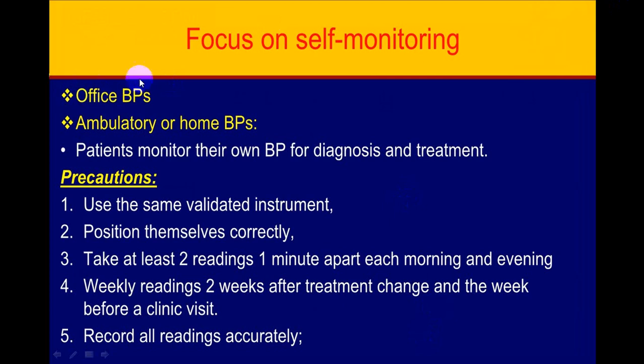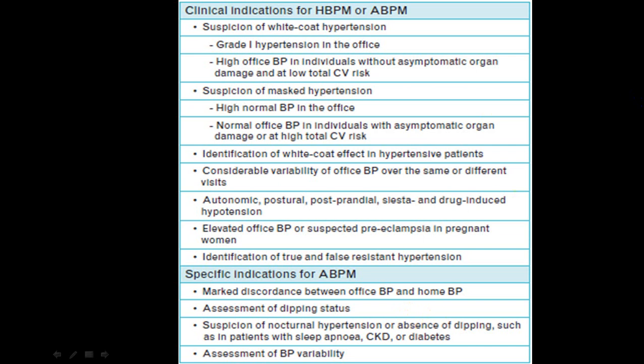Always use office blood pressure monitoring, and in case of a doubt, have an ambulatory or a home blood pressure monitoring. It will help you to rule out mask hypertension, white coat hypertension, and labile, stable, unstable, accelerated, etc. It will help you to differentiate those. These are all the indications of home blood pressure monitoring and ambulatory blood pressure monitoring. You can go through them at your leisure time.